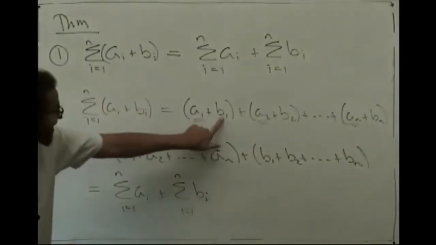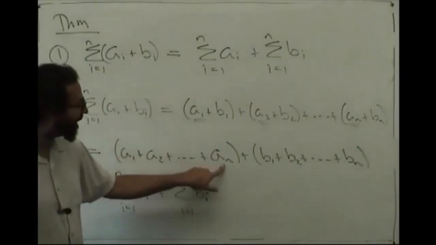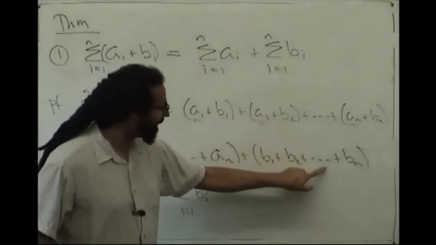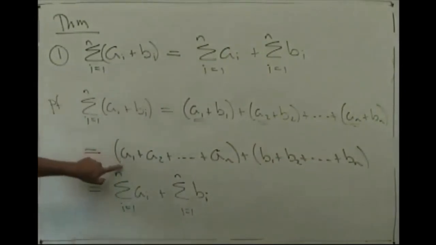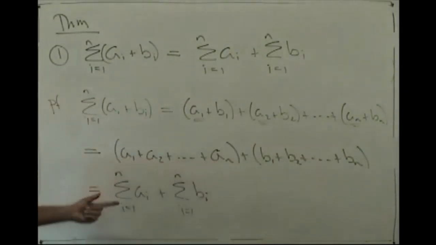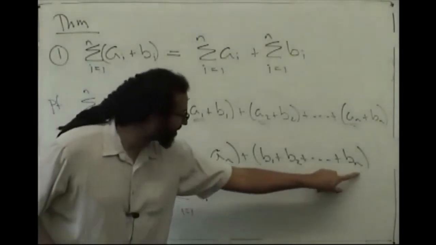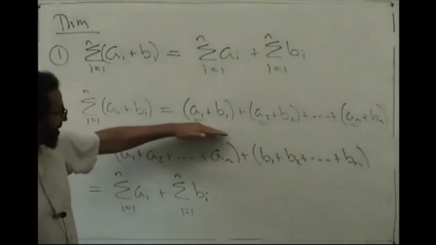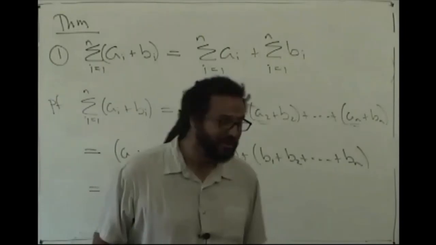So this is the same thing as A1 plus A2 plus and so on, plus A sub n, plus B1 plus B2 plus and so on, plus B sub n. And by definition, this first summand is just this thing, the summation notation, and the second summand is just this thing. Really, there is also the associative property thrown in here too, but you see how this works.